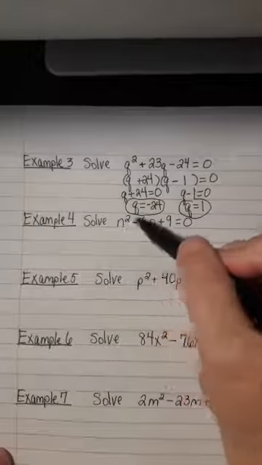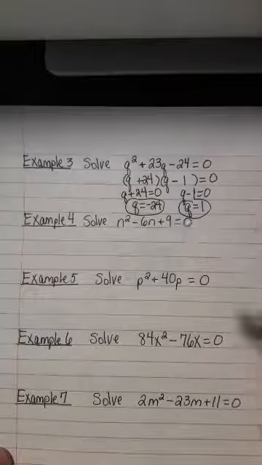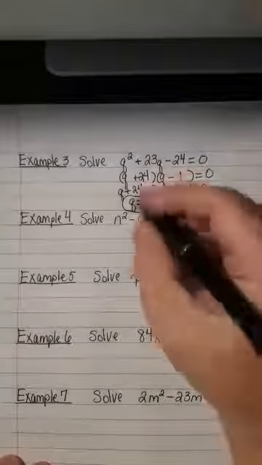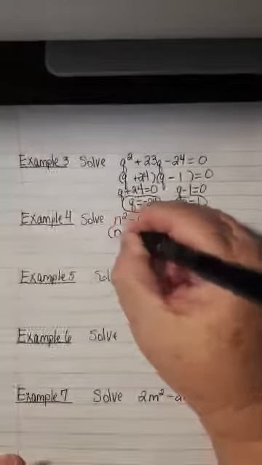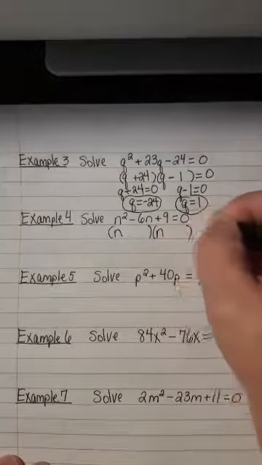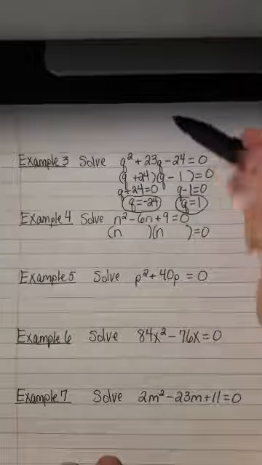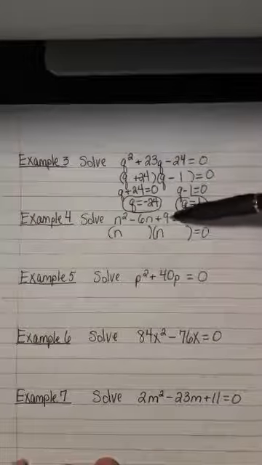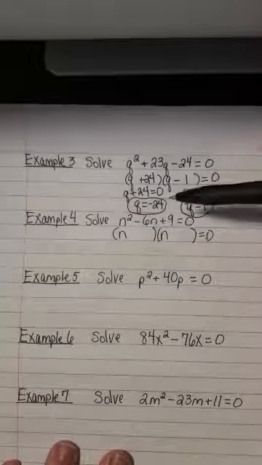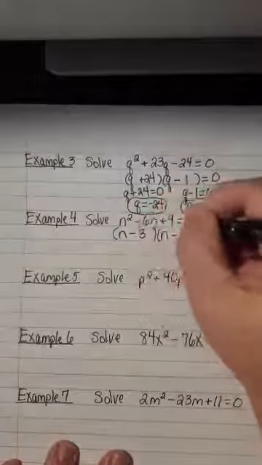Example 4, you have n to the second minus 6n plus 9. So we want to factor first, which is going to be n and n. And then you want to get a +9 when you multiply, but you want to get a -6 when you add. So that's going to be a -3 and a -3.